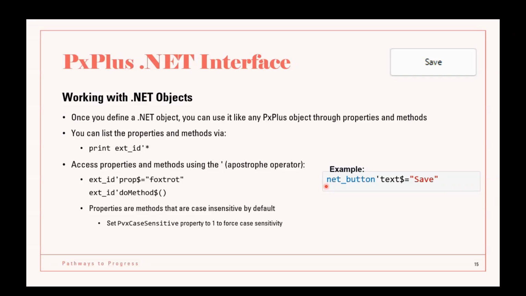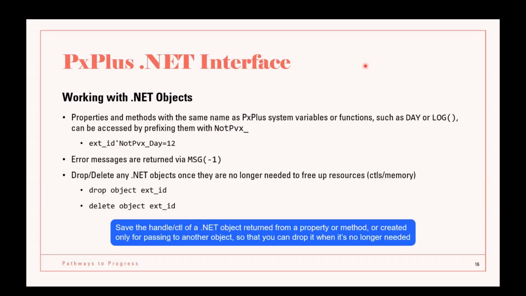So in our example here, NetButton is the .NET object we did the DEF OBJECT for earlier. So we do tick, and the property we want to set is text, and it's a string property, so we have $, and we set save. And then up here, you can see we've got our button, which now has the word save in it. All pretty straightforward.